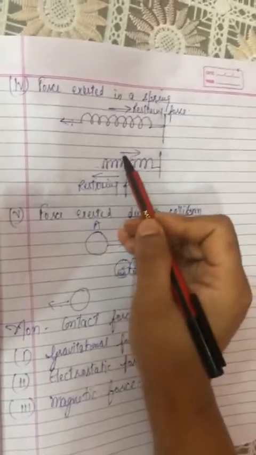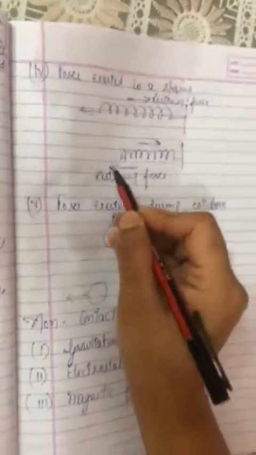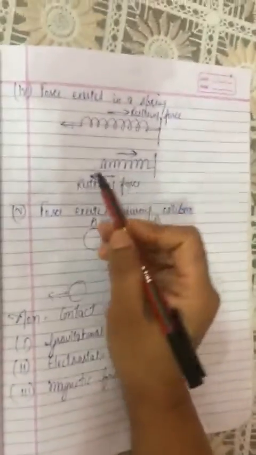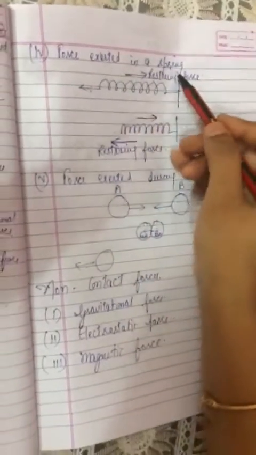And if we compress the spring, what will happen? The restoring force will come in the opposite direction, and it will bring the spring to its original position. So that is the force exerted in a spring.